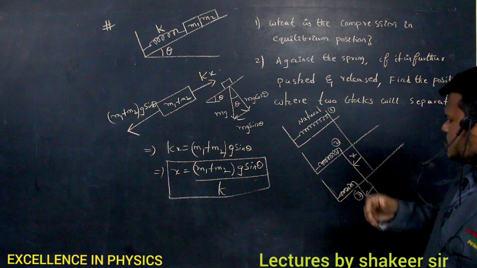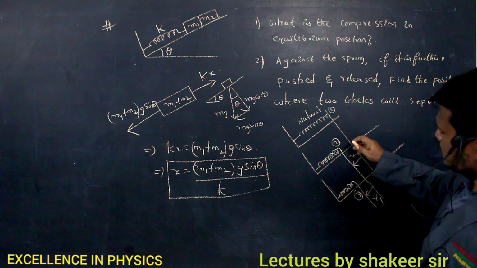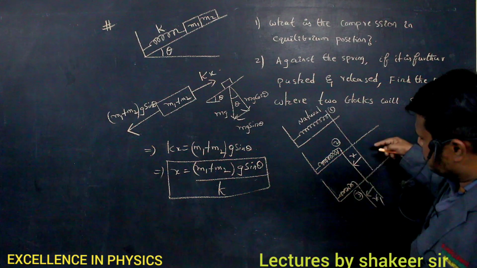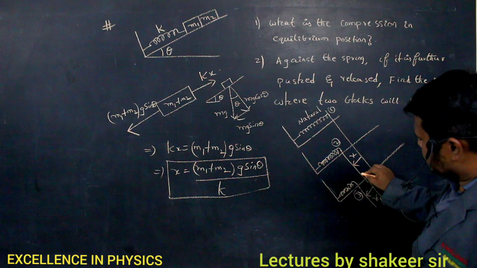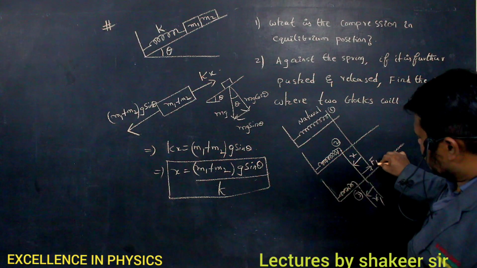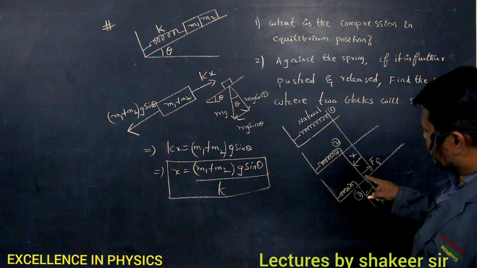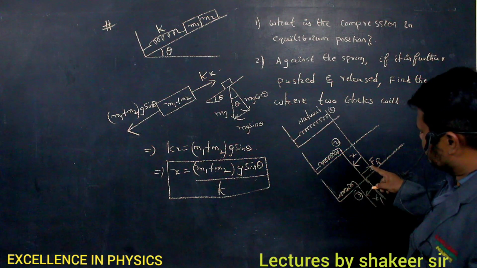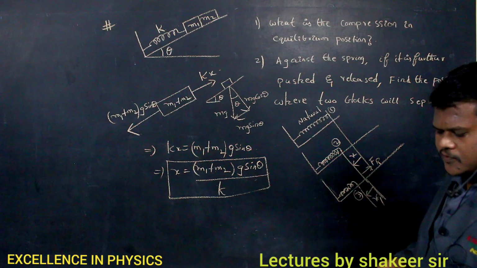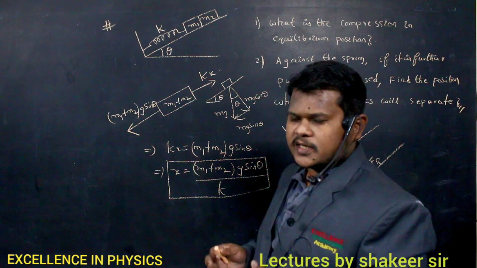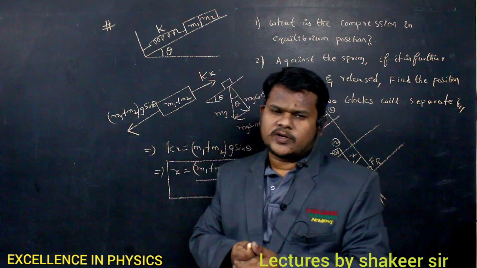So again restoring force will be in the same direction. Restoring force will be in this direction. Compression is in this direction, no? So restoring force will be in opposite direction even up to position number 2. Now from position number 2 to position number 1 also, restoring force will be in the same direction, because again there is some compression produced in the spring.